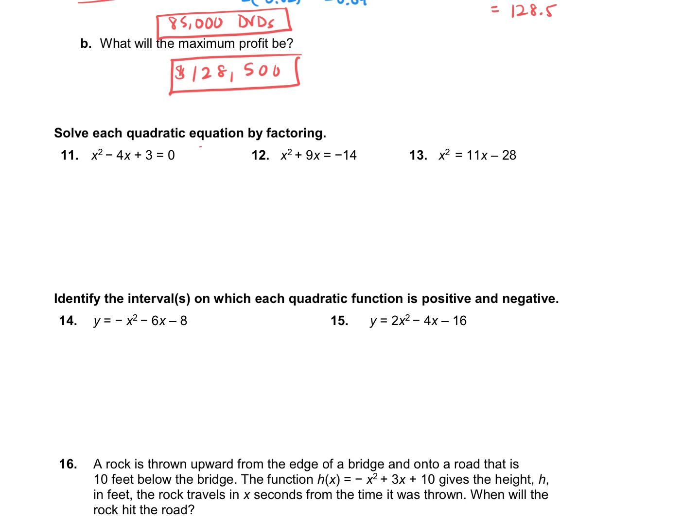What are factors of 3 that add up to our b value of negative 4? And that's going to be negative 1, negative 3. Negative 1 times negative 3 is positive 3. Negative 1 plus negative 3 is negative 4. So this is ready for us to factor. x minus 1, x minus 3. I'm going to carry down the equal 0.